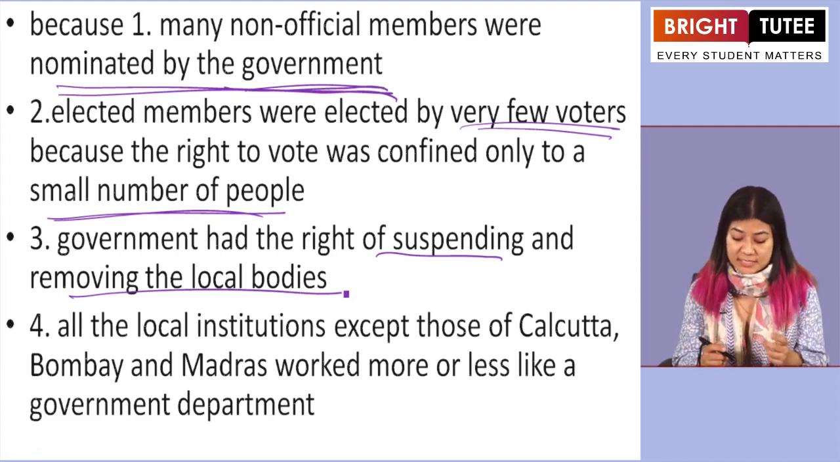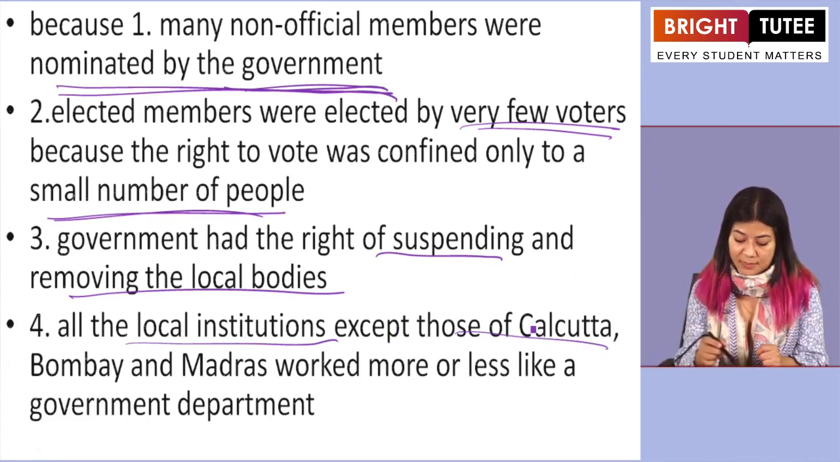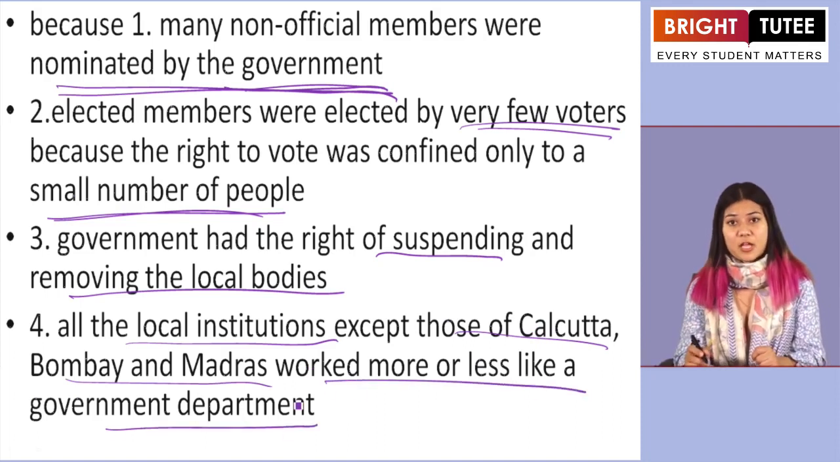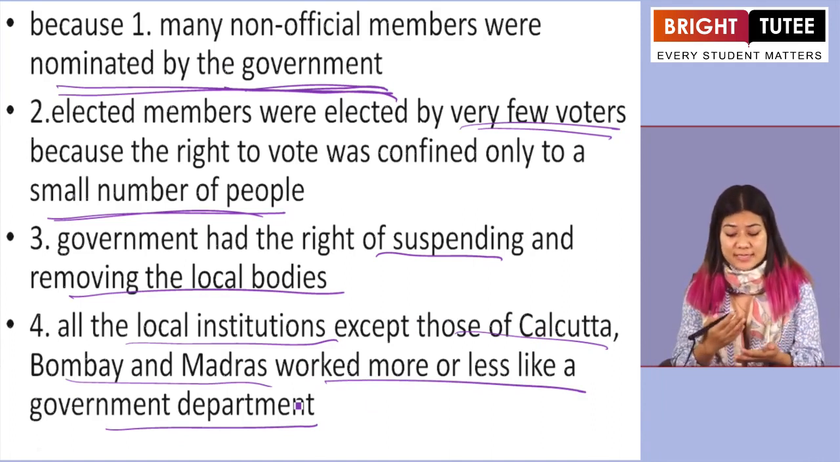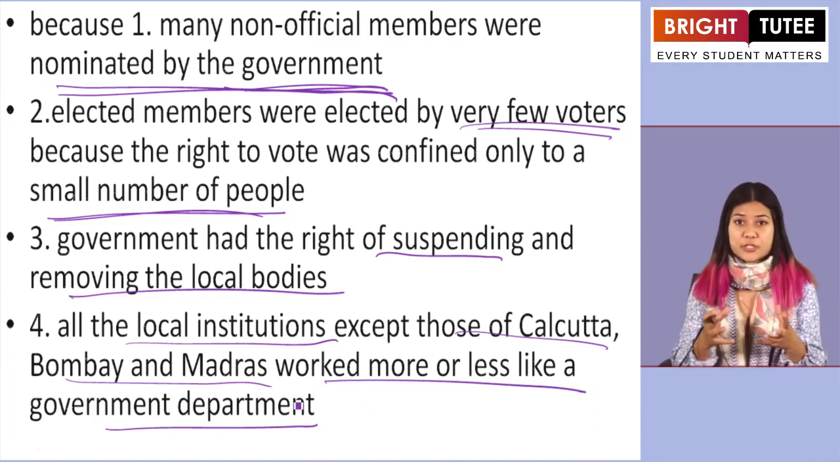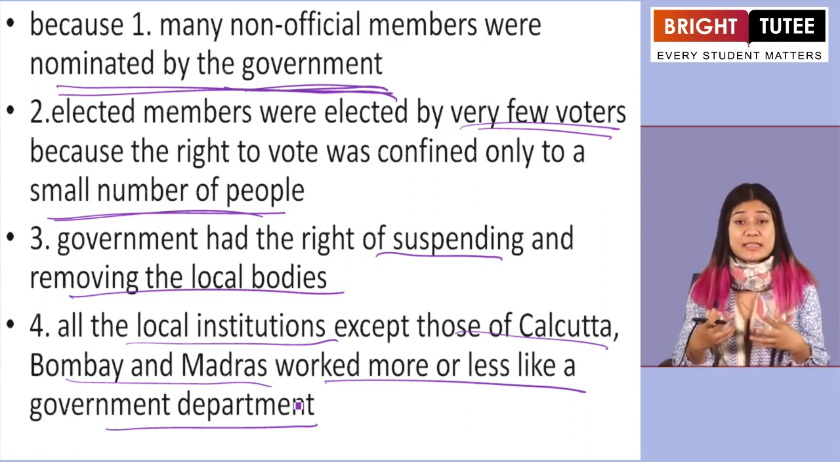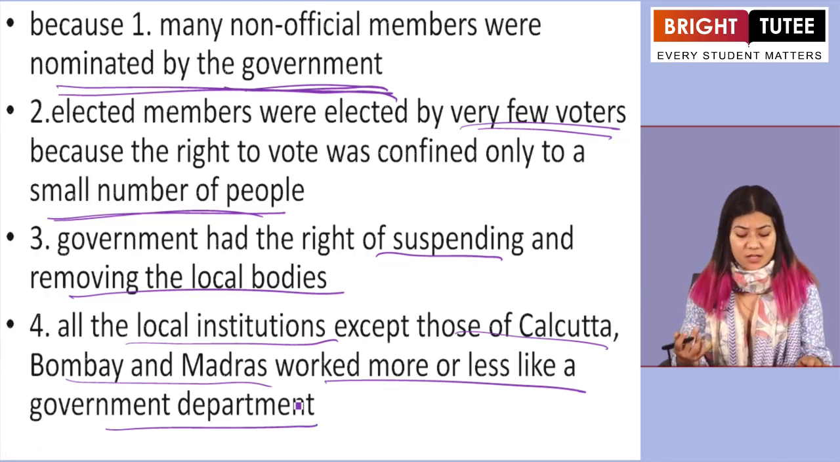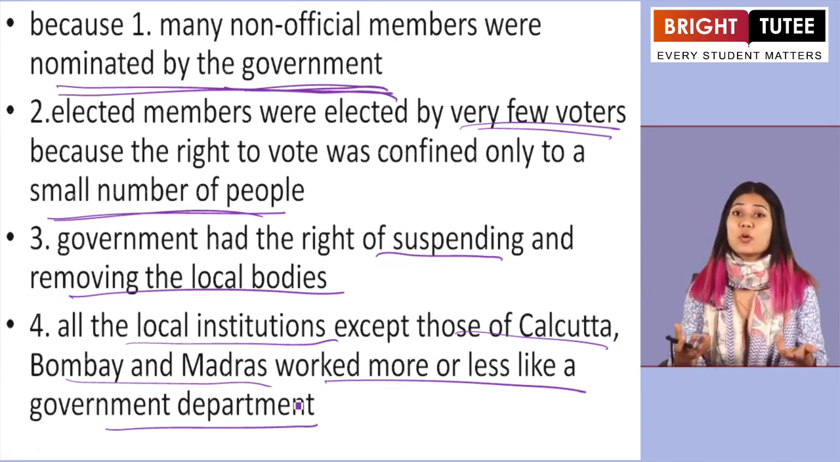The fourth reason is that all local institutions except those of Calcutta, Bombay and Madras worked more or less like a government department. So it was only in the bigger cities like Calcutta, Bombay and Madras that local institutes, where the members were Indians, worked properly. In other areas they were all controlled by the government and were not local enough.